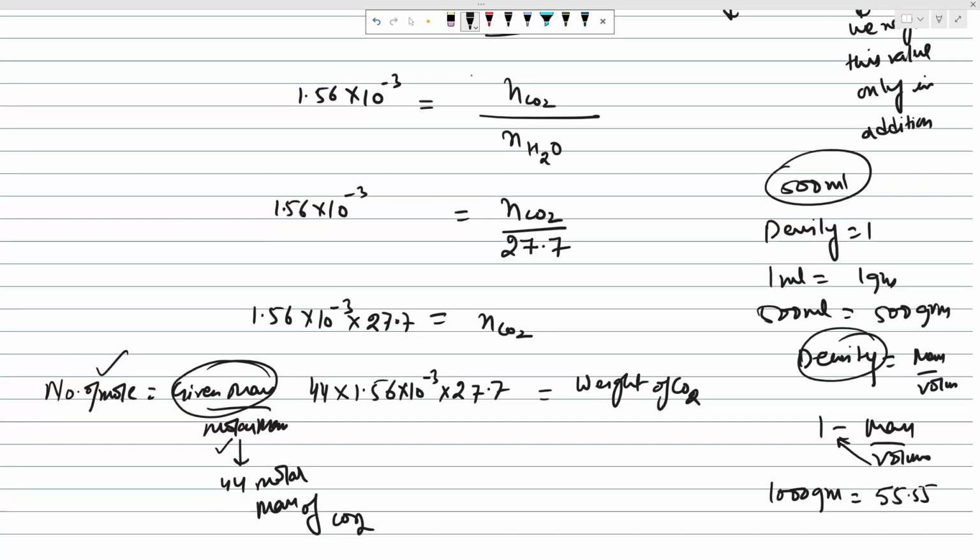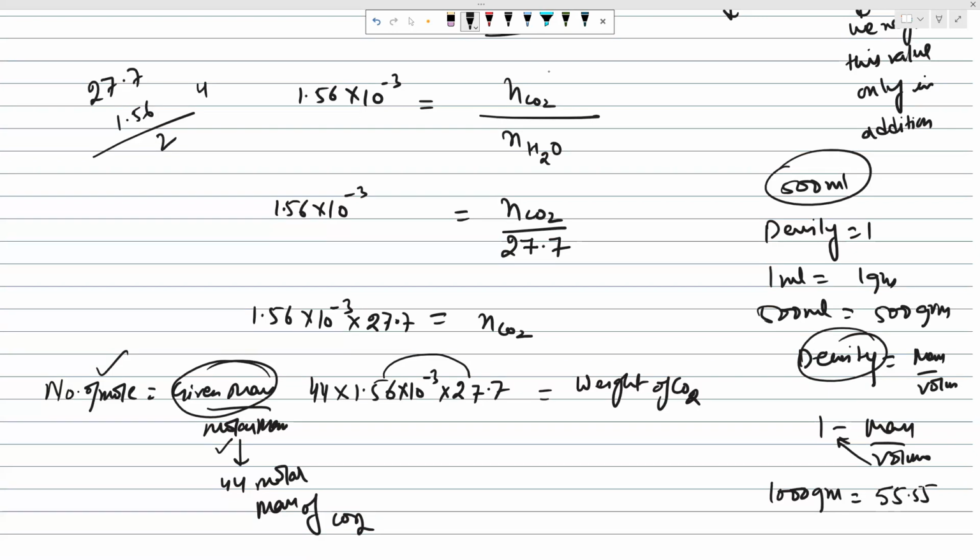So can you do this for me? I think I'm stuck. When you multiply these two terms, you will get the answer simply. First, this is 27.7 multiplied by 1.56. When you multiply this, you will get 6 sevens are 42.